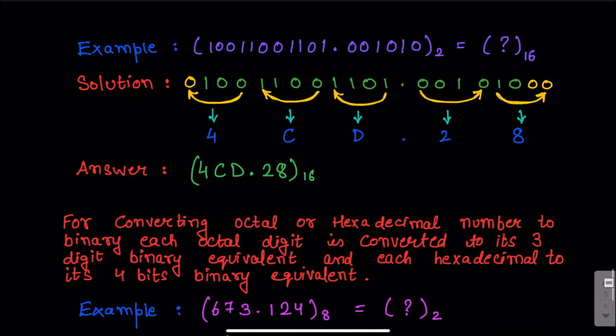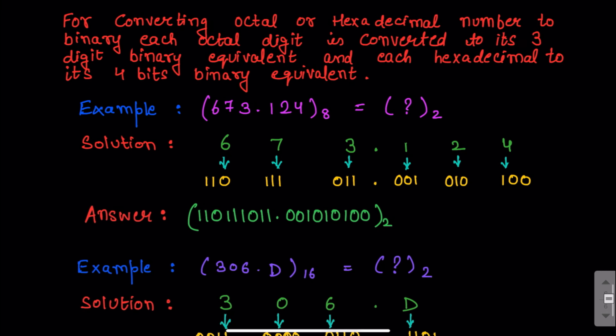Similarly, if I want to convert a binary number to hexadecimal, then I'll start from the decimal point, make groups of 4. So when I do this, if you have insufficient number of bits, you can add zeros. At both the things, I need to add zeros. And then I write the hexadecimal equivalent. Now in this case, this is 8421. So that's why this is 4. 8, 4 becomes 12, and 12 in hexadecimal is represented as C. 8421, that is 12 plus 1, that is 13, represented as D. And over here you will get 2 and 8. So the answer is 4CD.28 in base 16.